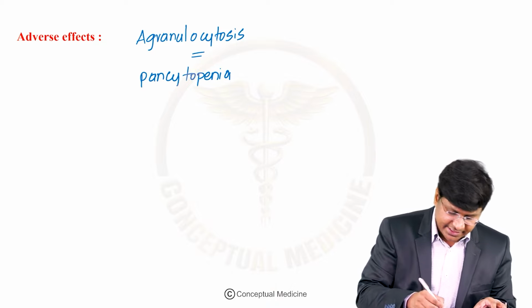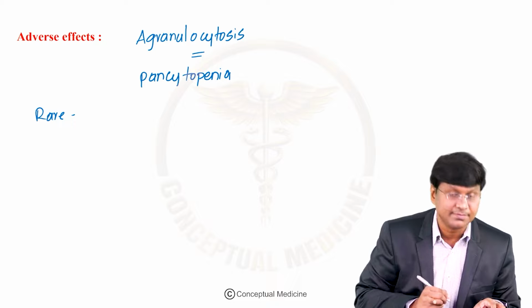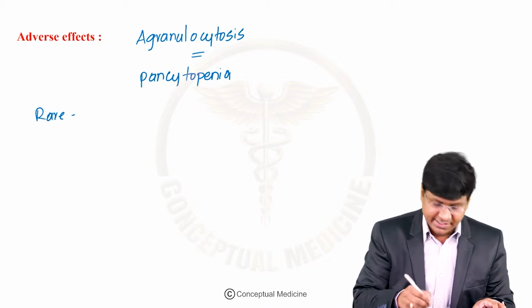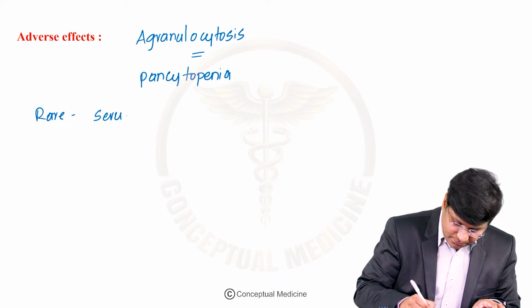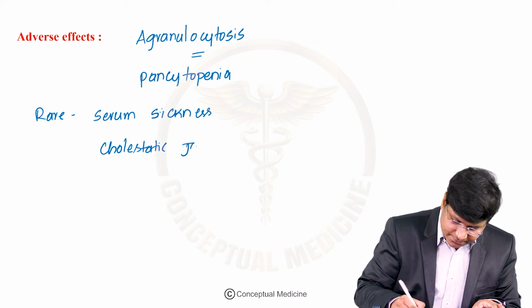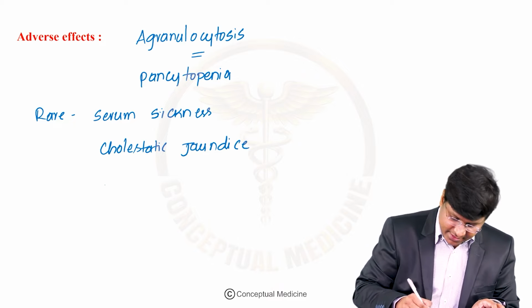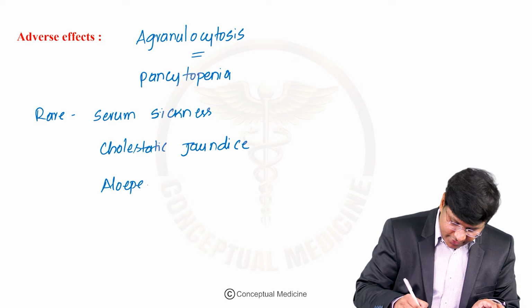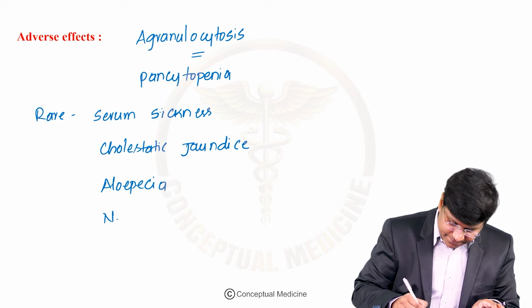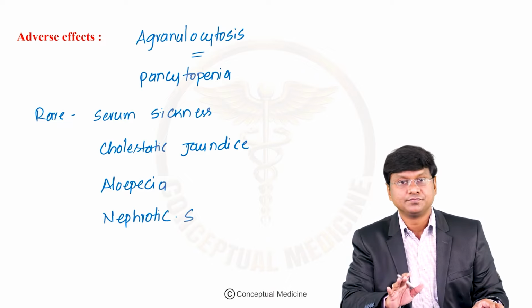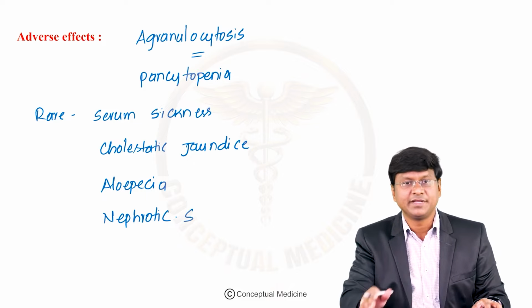And apart from that, there are certain rare adverse effects of this methimazole. And that includes serum sickness. Then cholestatic jaundice, and there can be alopecia where there is loss of hair, and the individual can also develop nephrotic syndrome. So these are the rare adverse effects of methimazole.